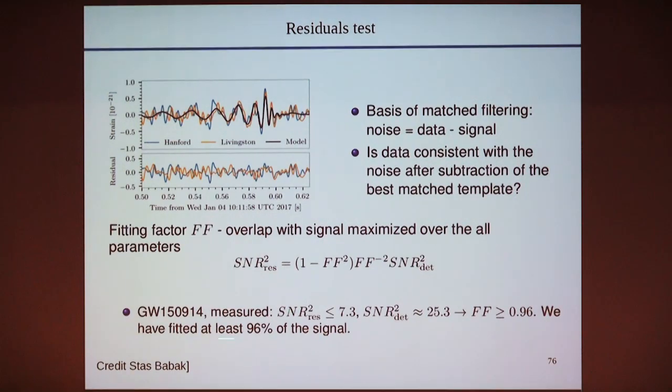And what we have seen for the first event is, first of all, there is nothing in the residual that looks like something that we could detect. And we think that we have fitted at least 96% of the signal. So this is to answer the Copenhagen group controversy.